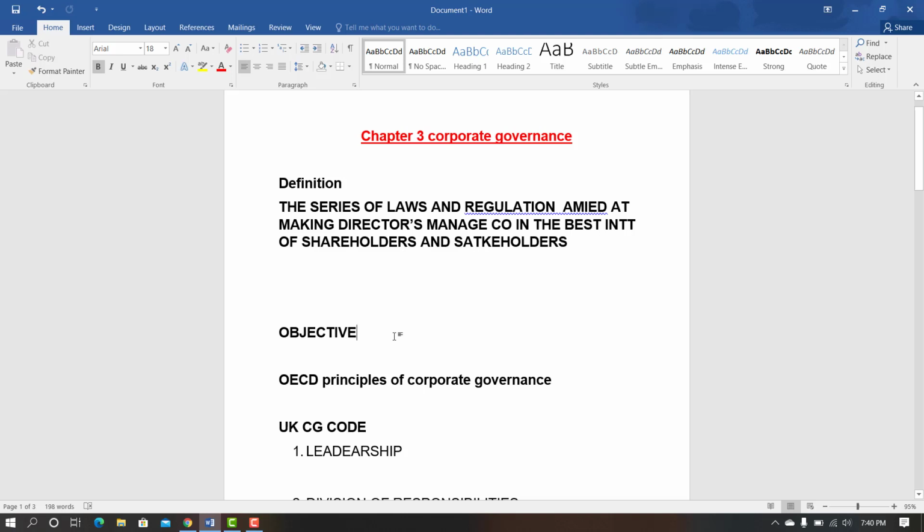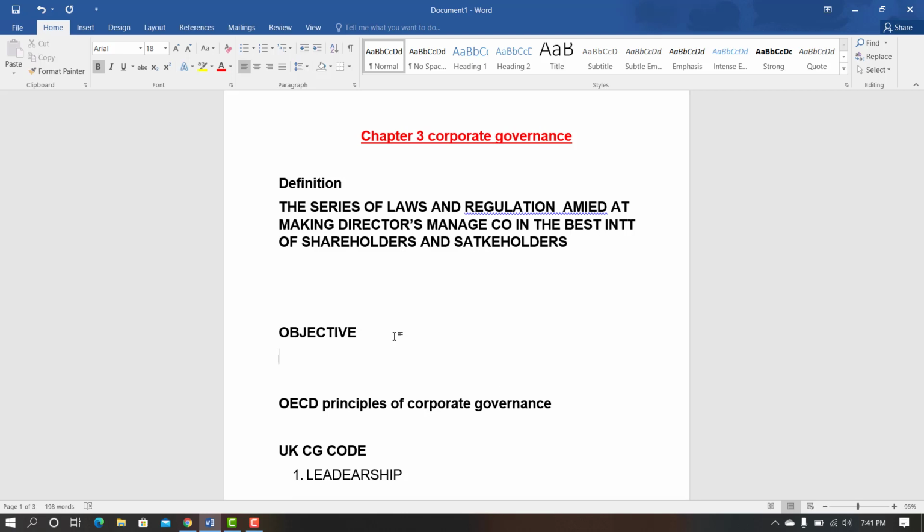Let's move to the objective of corporate governance. The company should run in the best interest of all stakeholders, which we have discussed in the definition. So what are the benefits of complying with corporate governance? There are 3 points. First, fewer corporate failures due to mismanagement. Second, more transparency of directors' decisions. And last one, lower level of business risks. So let's write it.